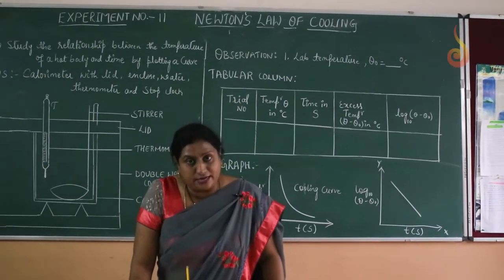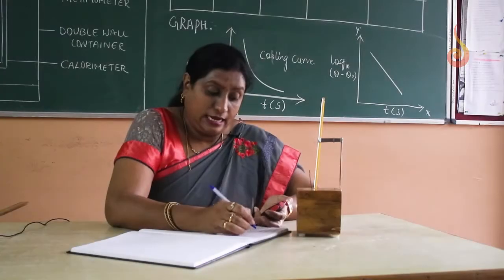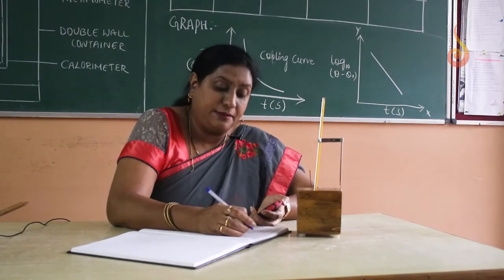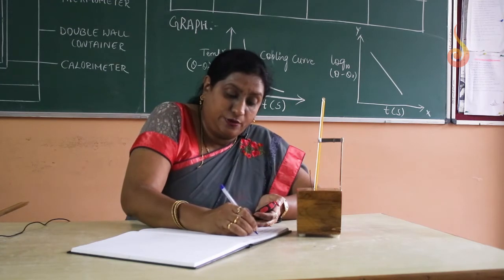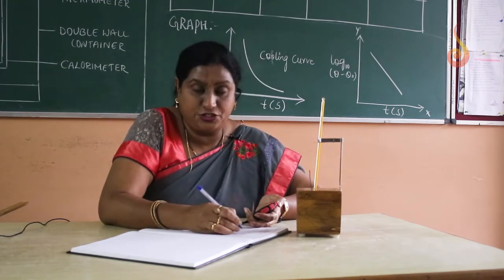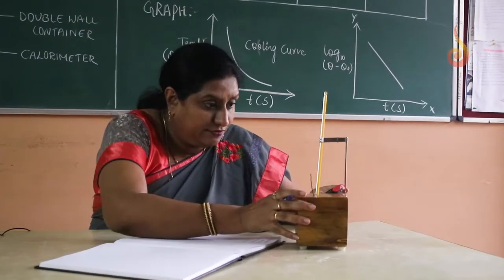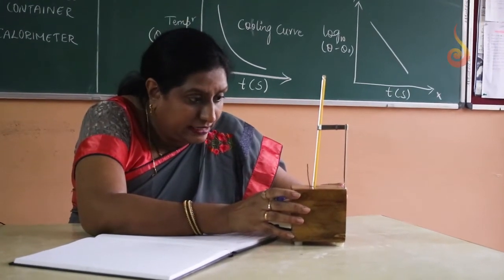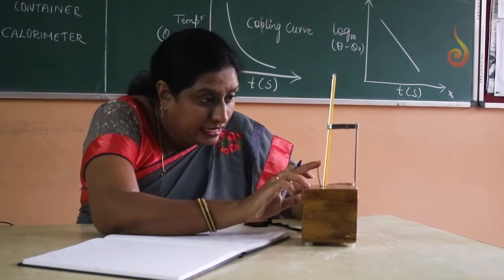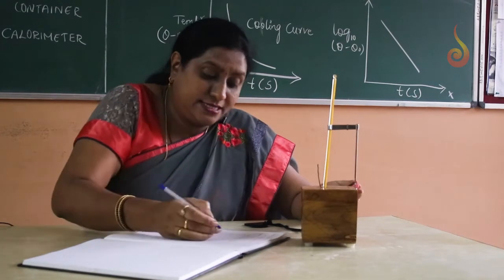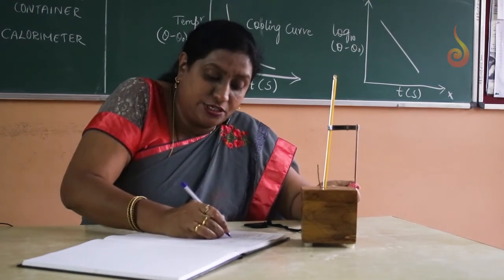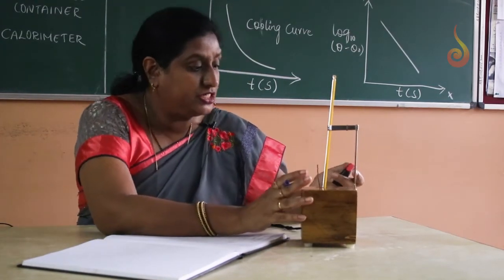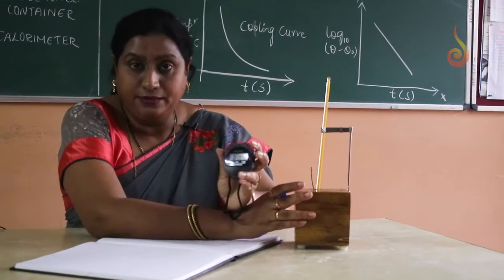Now let us start the experiment. I have recorded the laboratory temperature. It is 25 degrees Celsius. Now let us have a look at the thermometer attached to this calorimeter. It is showing 60 degrees Celsius. Now I have switched on the timer here.